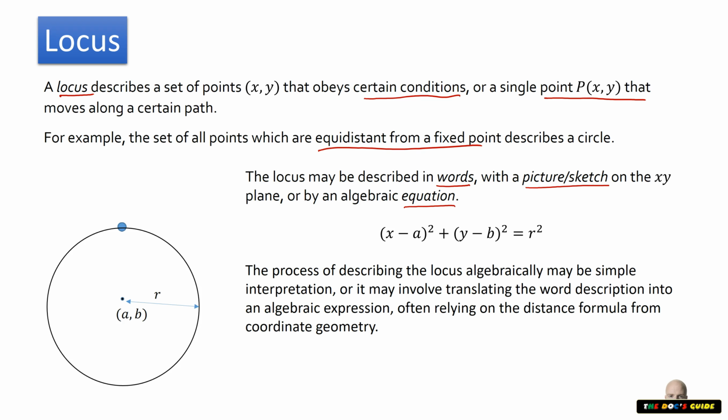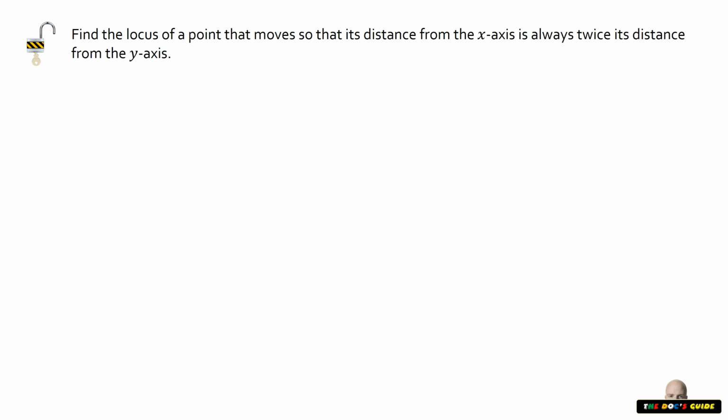And the process of describing the locus algebraically like this can sometimes be a simple interpretation. So we read it, we know it's a circle, we write down the formula. Or it may involve translating the word description of the conditions into an algebraic expression. And often we use the distance formula from coordinate geometry to be able to do this.